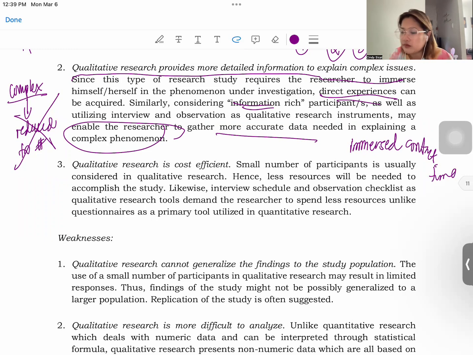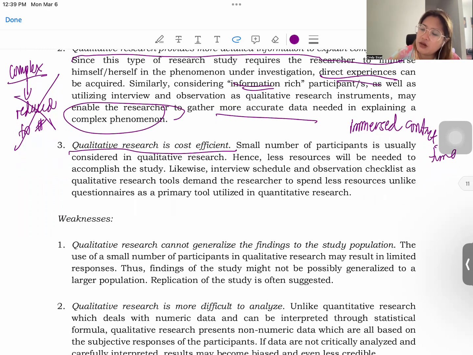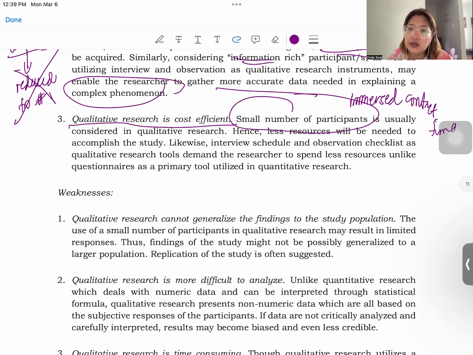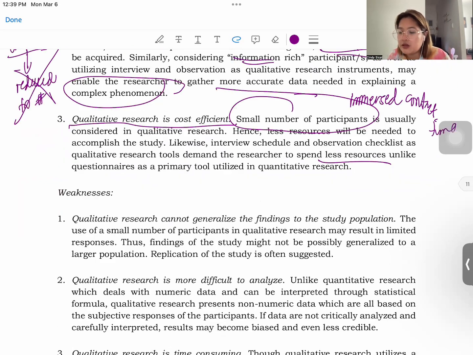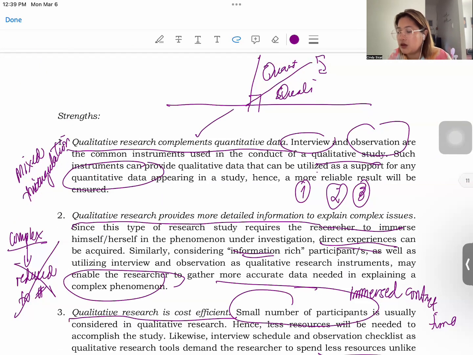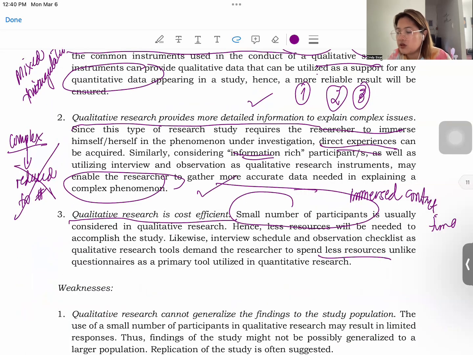And then, qualitative research is cost-effective. Why? Kasi small lang yung number of participants compared sa quantitative research. Okay? Less resources, hindi ka man din kailangan mag-print ng madaming questionnaires, survey questionnaires, kasi nga you're gonna interview. So, less resources. Okay? Of course, kung may strengths is complements quantitative, provides more detailed information, is cost-efficient.